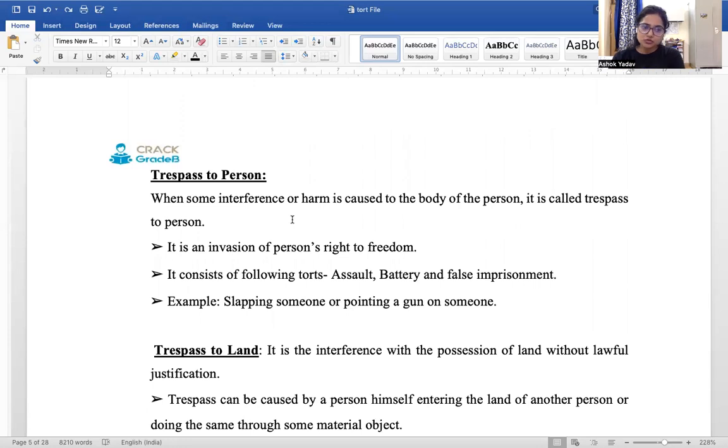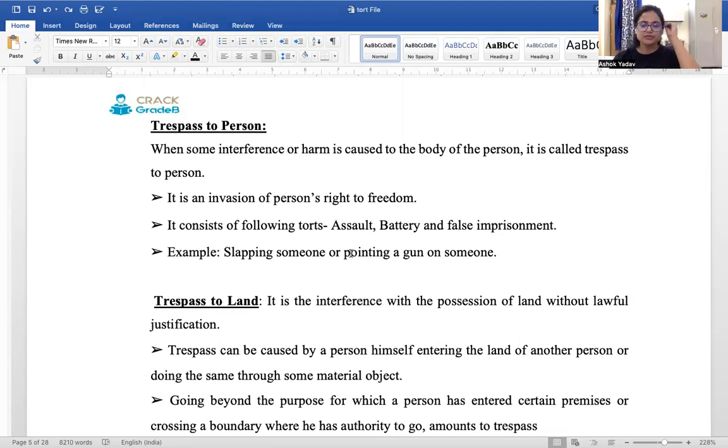So what is trespass to person? When some interference or harm is caused to the body of a person, it is called trespass to person, right? It is an invasion of a person's right to freedom. So basically here you're infringing on the person's right to freedom. It consists of the following torts: assault, battery, or false imprisonment. Example: slapping someone or pointing a gun at someone.